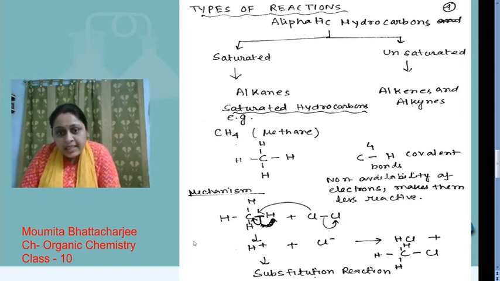So we can see the first product. This is the reactant and this is the product. What is the change? You can see here in place of H, Cl has come. This is called substitution reaction. The general meaning of substitution is to replace something. Here Cl has replaced a hydrogen atom from this methane. This reaction is known as substitution reaction.